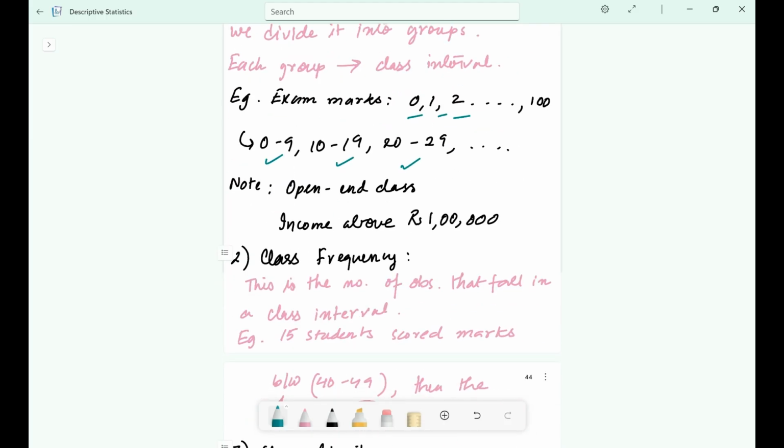Now, coming to the next, what is open end class? Open end class is where the end is not specified. If any one of the ends is not specified, we say that it is an open end class. For example, like income above rupees 1 lakh.